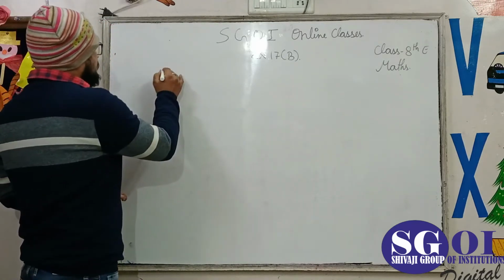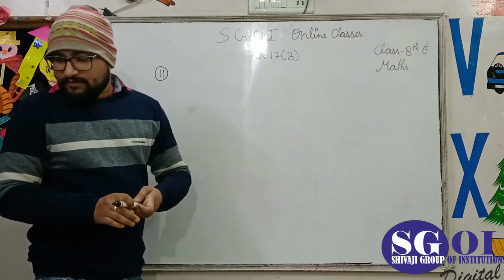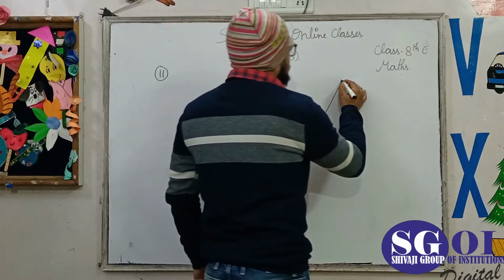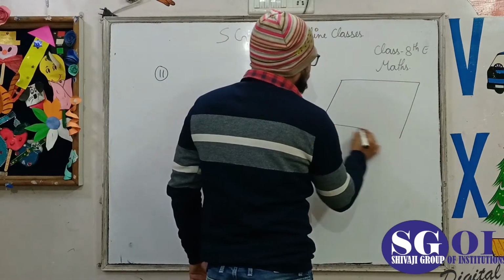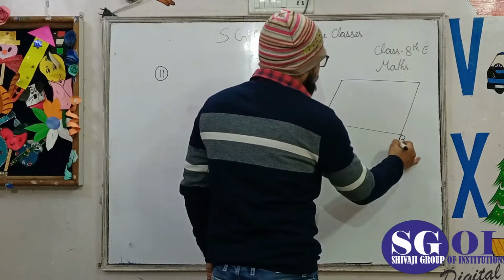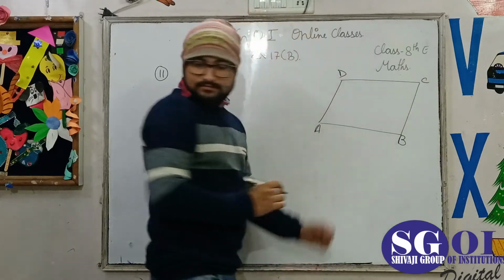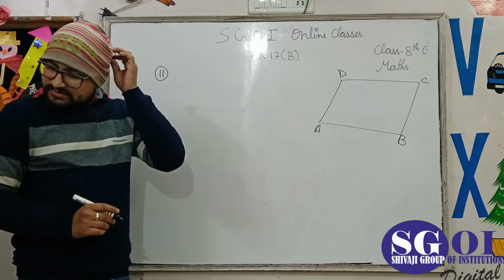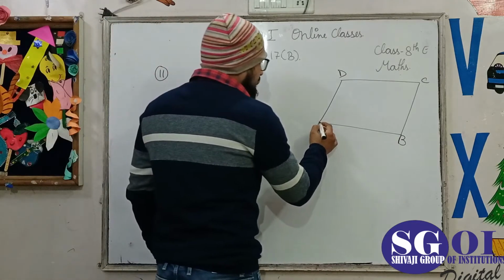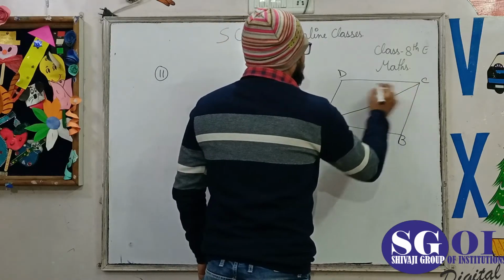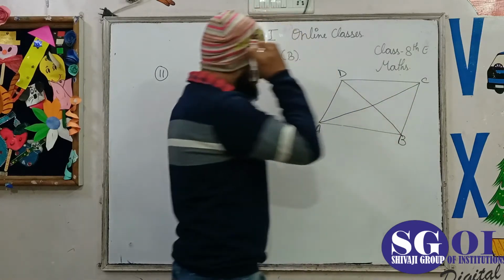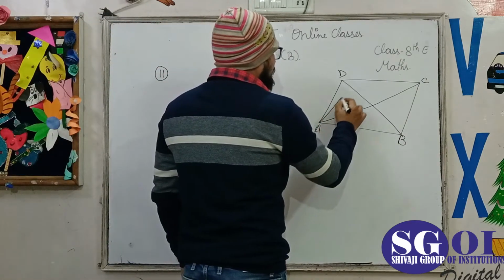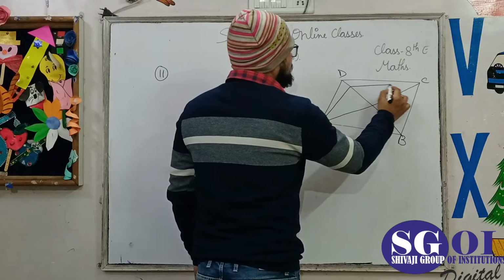Now today we will be looking into question number 11. It is saying ABCD is a parallelogram, and it is saying that AX is parallel to CY. Two diagonals have been drawn, and this is the figure.